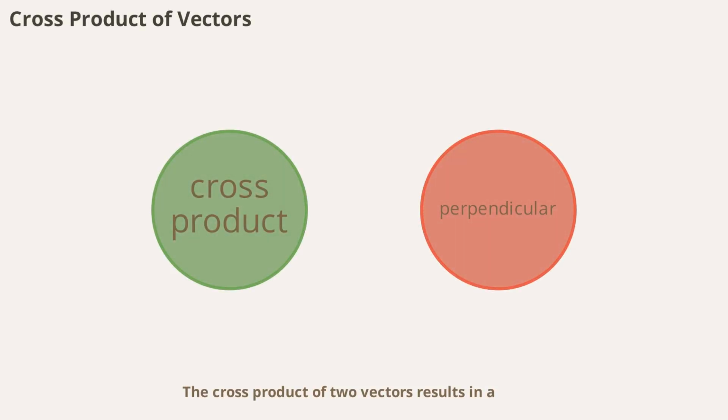The cross product of two vectors results in a new vector that is perpendicular to both original vectors. The magnitude is given by the product of their magnitudes and the sine of the angle between them. The cross product is important for calculating torque, angular momentum, and other vector quantities in physics.